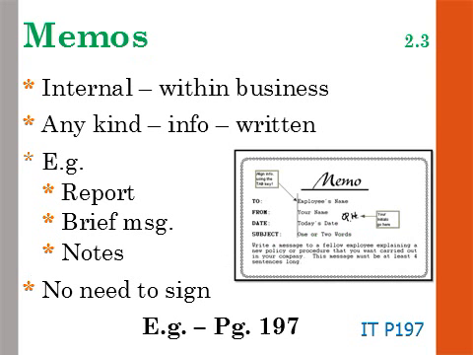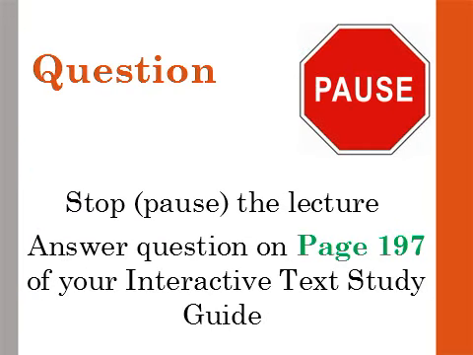Memos are used for communicating internally, within business. They are used for any kind of information that needs to be written, for example, a report, a brief message or a note. There is no need to sign at the end of a memo. For an example of a memo, see the example on page 197 of your interactive text study guide. Stop the lecture. Answer the question on page 197 of your interactive text study guide.